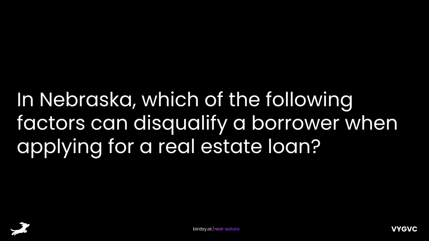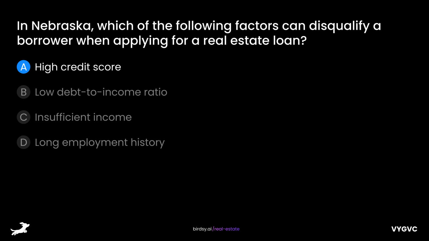Is it A, high credit score, B, low debt-to-income ratio, C, insufficient income, or D, long employment history? The answer is C, insufficient income.